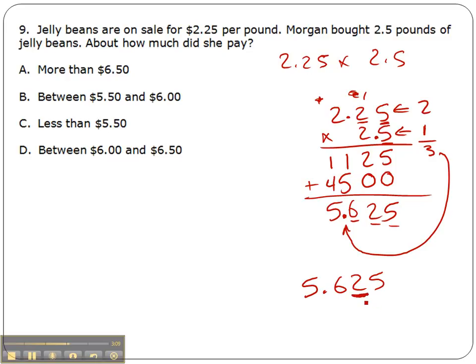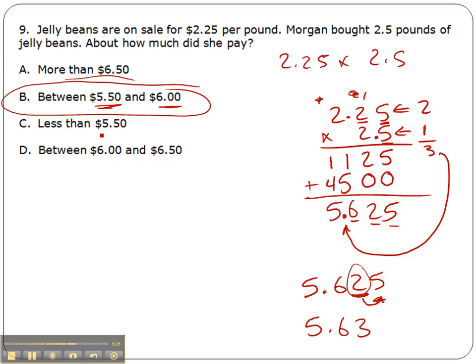Identify the hundredths place and look at the digit to the right. If it's 5 or more, we increase that by 1, so that becomes a 3. So $5.63. That's not more than $6.50. It is between $5.50 and $6. Just check our other answer choices to make sure we didn't miss anything. $5.63 is not less than $5.50, and it is not between $6 and $6.50. So definitely B in this case.